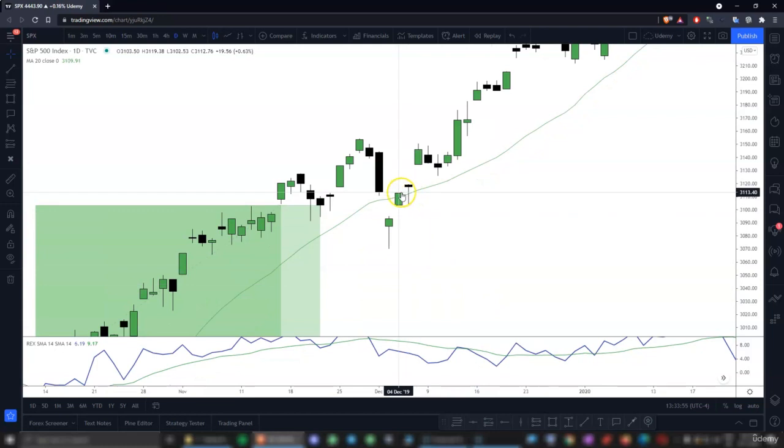Forward. Here we have a signal, so the market goes down. Here we have a buy signal.